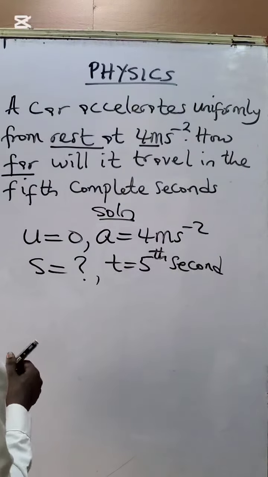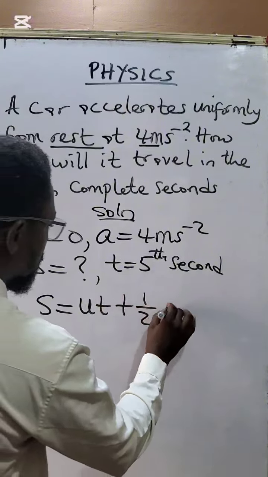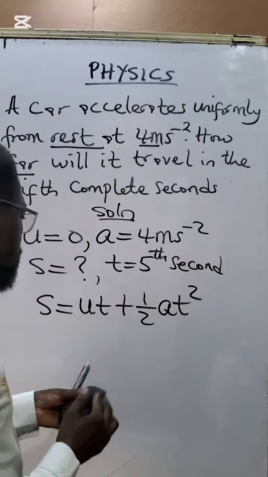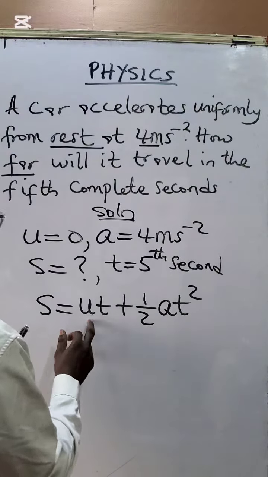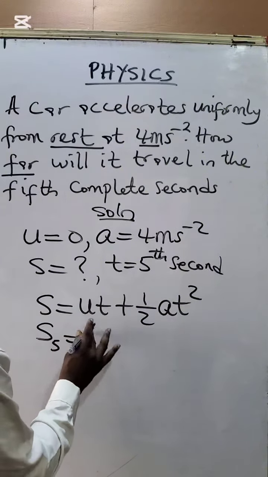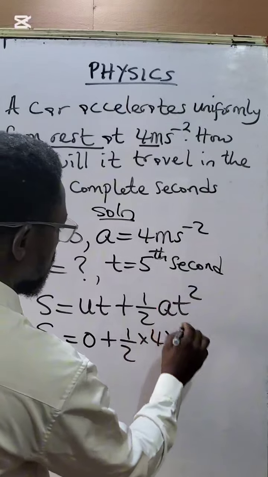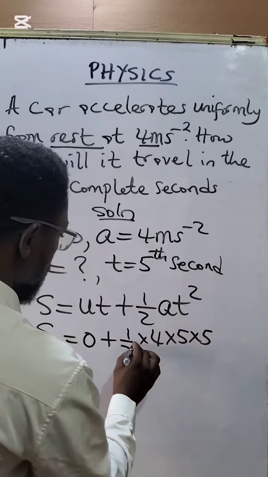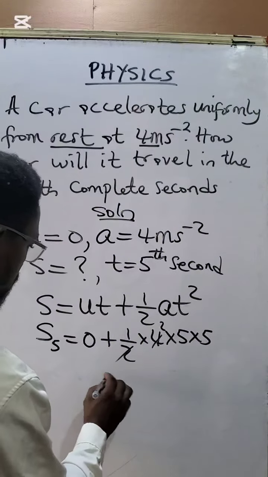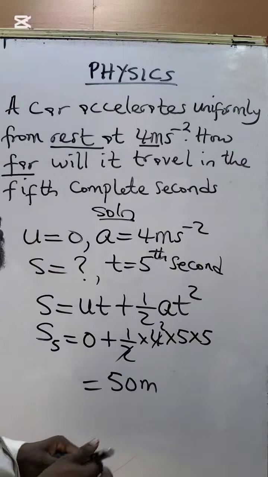So, I'll use the formula distance S equals ut plus half at squared. Now, u is 0. So let's get the distance covered in 5 seconds first. u is 0 plus half, a is 4, t is 5. 5 times 5. 2 ones are 2, 2 twos are 4. If we multiply, that will give us 50. It covers 50 meters in 5 seconds.